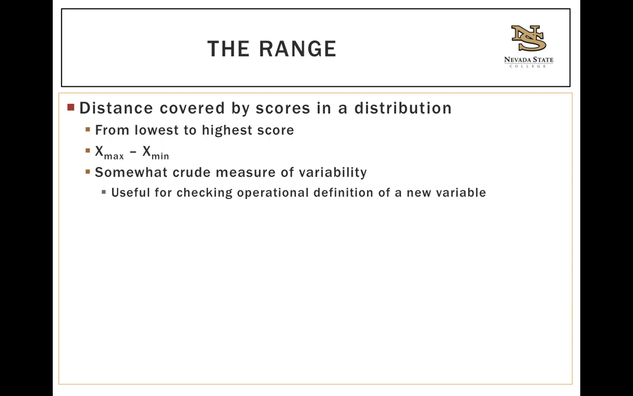capture differences. In addition, if you make up a new scale, let's say you have a scale from 1 to 7 on happiness, you want to make sure that people are ranging from 1 to 7 and using the entire scale and not simply clustering at the top or the bottom. So the range is good to check the operational definition of a new variable. But when it comes to knowing something about your sample or population, it's not the best measure of variability.